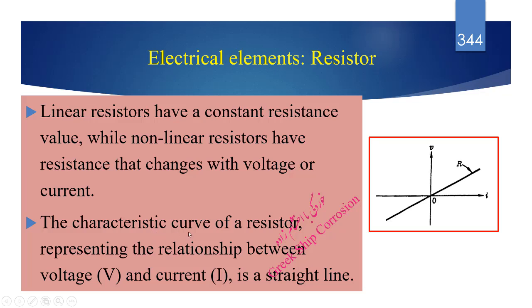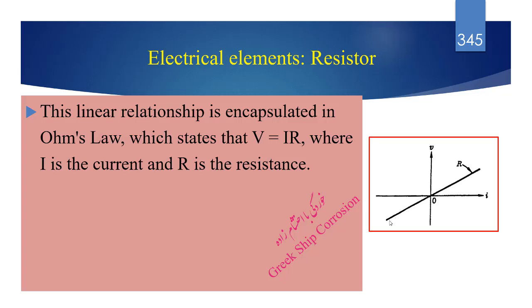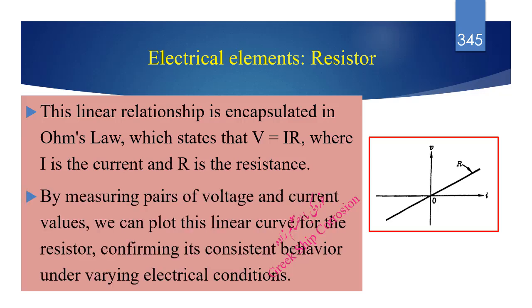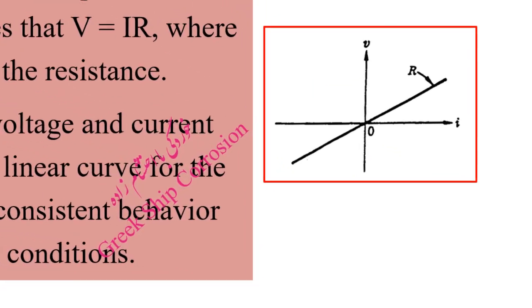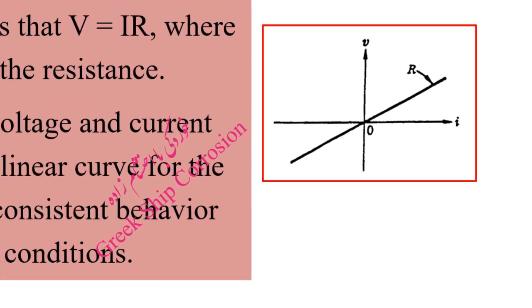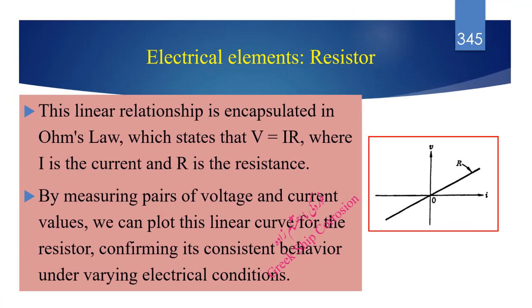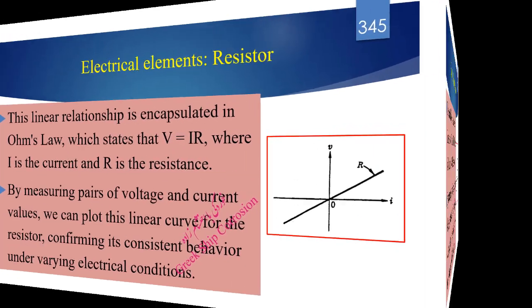The characteristic curve of a resistor representing the relationship between voltage and current is a straight line. This linear relationship is encapsulated in Ohm's law, which states that V is equal to I times R, where I is the current and R is the resistance. By measuring pairs of voltage and current values, we can plot this linear curve for the resistor, confirming its consistent behavior under varying electrical conditions.